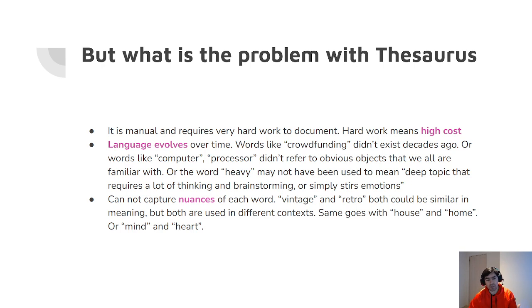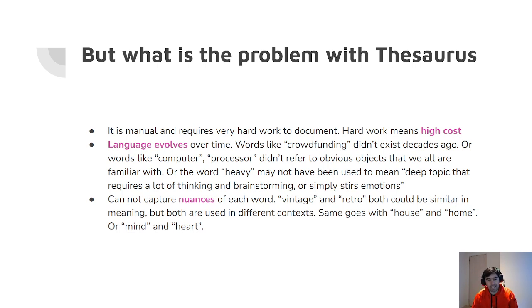Also, the same words start acquiring new meanings, like heavy, in the sense that something requires deep thought, a lot of thinking, a lot of brainstorming, or which stirs our emotions. Heavy could mean that kind of thing. But of course, the original meaning of heavy was an object which weighs a lot of kilograms.